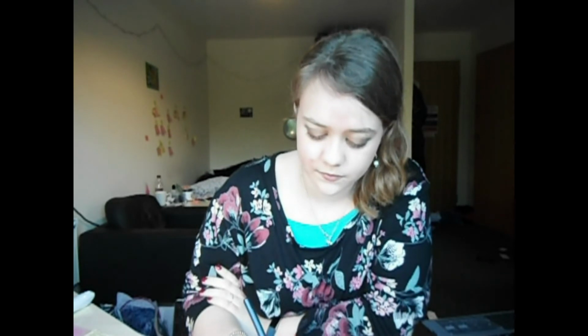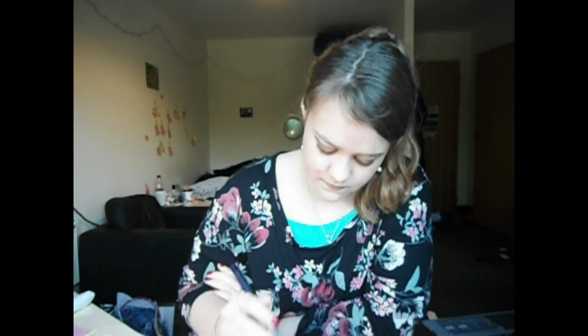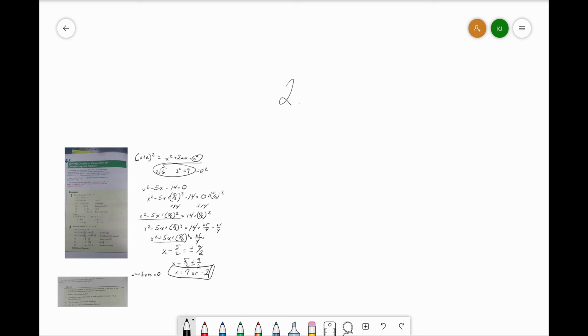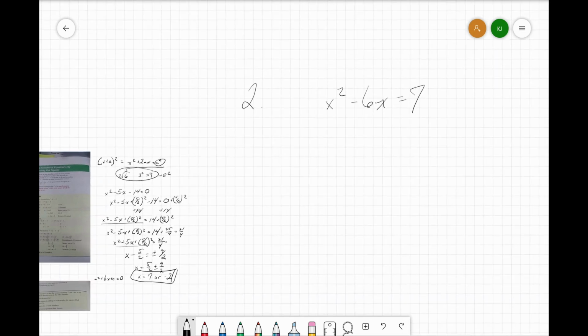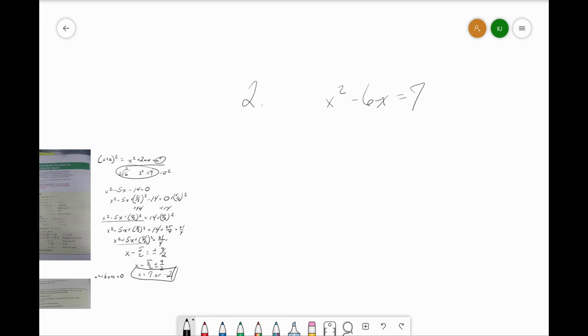Alright? Let's go ahead and do one of your problems from your classwork, just so that we can put it into practice and make sure that we understand what we're doing. So let's do number 2, which is x squared minus 6x equals 7. So as we did in our first example, we're going to take 6, cut it in half, which is 3, and then square that. So we have 9. So we're going to have x squared minus 6x plus 9 equals 7 plus 9.